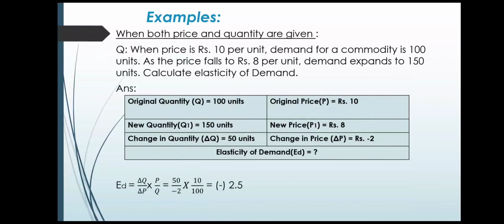Now we need to calculate elasticity of demand. So we will put all of these variables in the formula, that is delta Q divided by delta P multiplied by P by Q, which equals to 50, because delta Q is 50 units, divided by minus 2, because delta P we just now calculated is minus 2, multiplied by 10, which is the initial or original price, by 100, which is your original quantity, and the answer for it is 2.5.